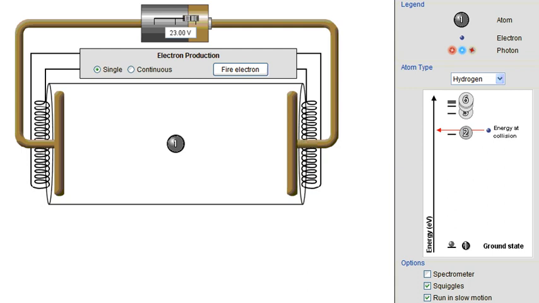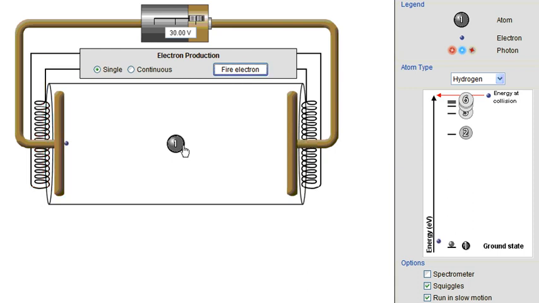So let's give this a little shot here. I'm going to fire a single electron at it and just watch and see what happens when this electron goes in there. Okay, oh, it's causing it to actually give off some light. Now let's crank this battery up a little stronger here. Let's go for even more. Let's go to like 30 volts here. So I'm going to fire an electron in again.